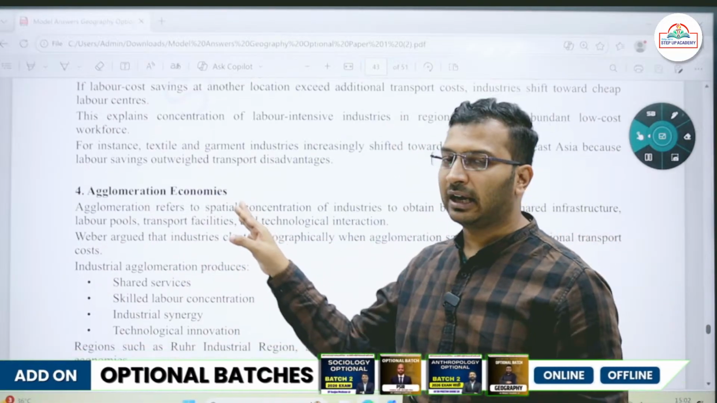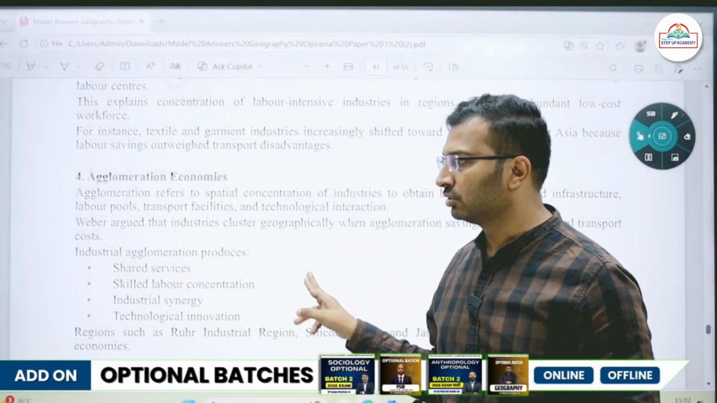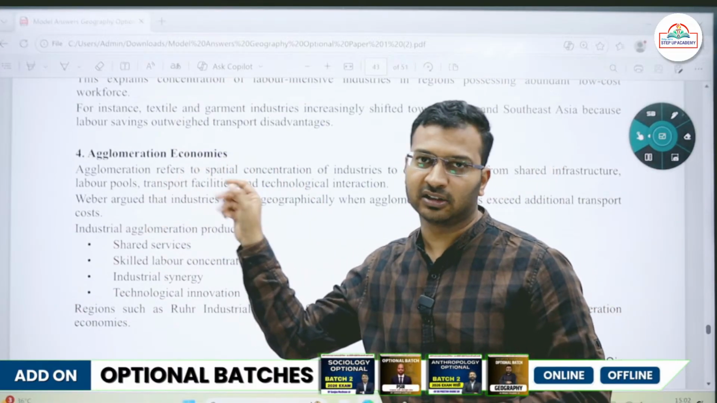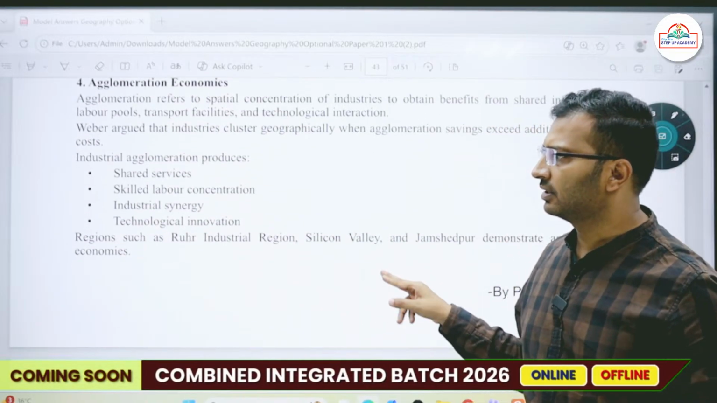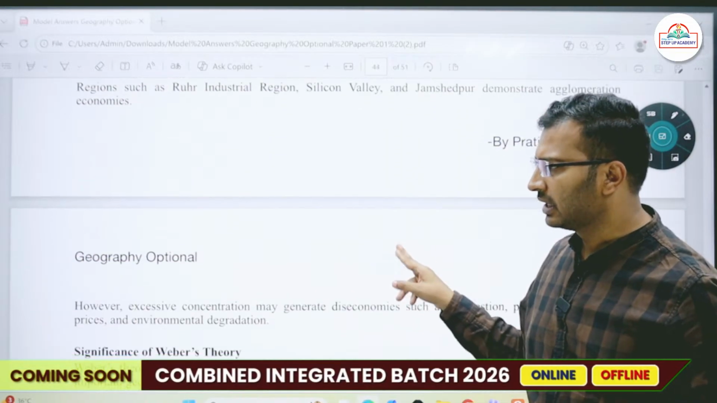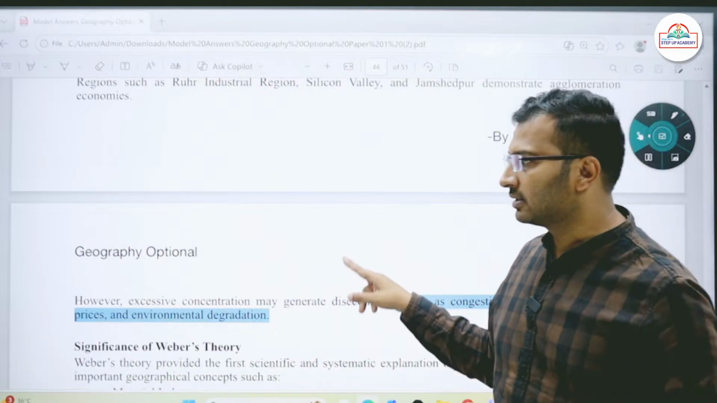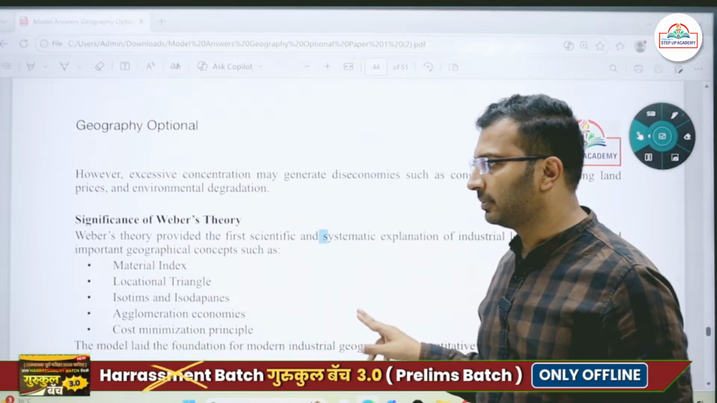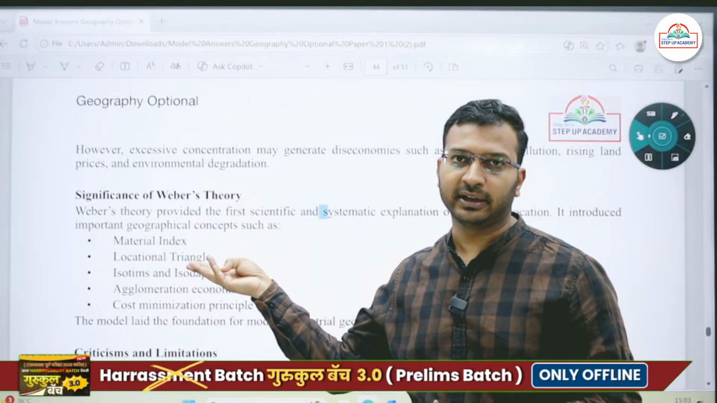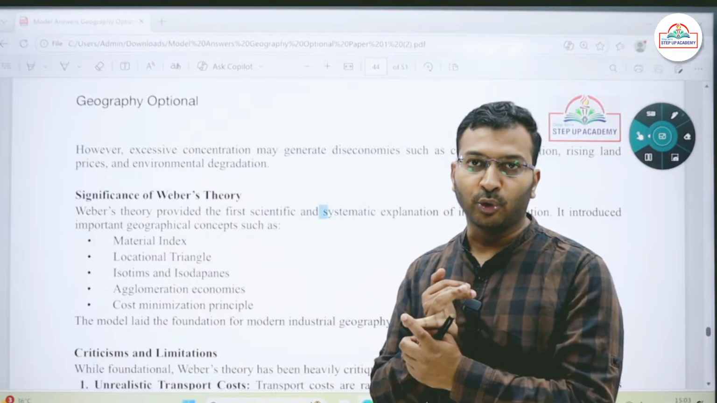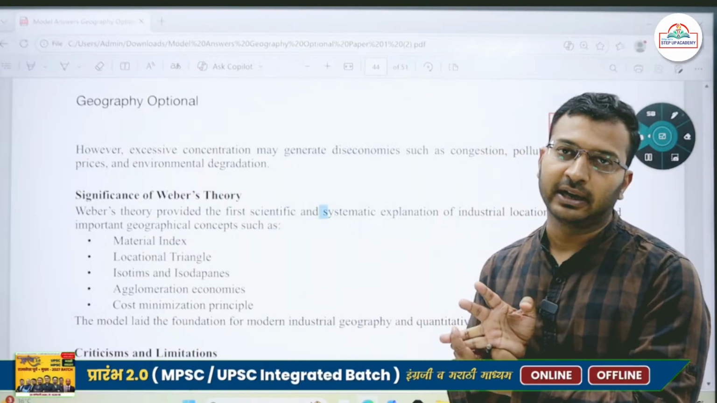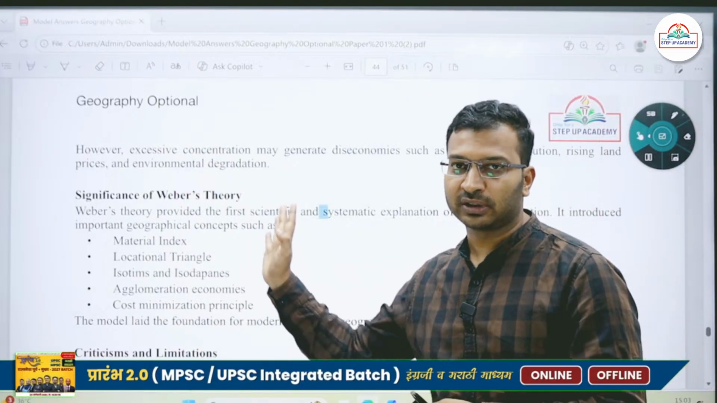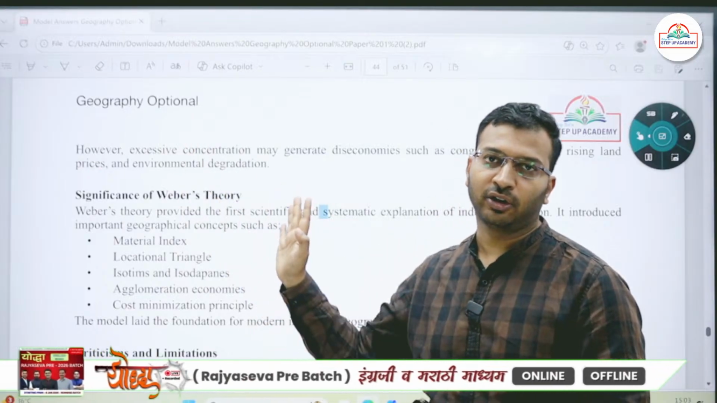Okay, so agglomeration economies also decide the industrial location, because we have shared services, skilled labor connection, industrial and technology innovation. So he talked about these concepts. Then the significance of Weber's theory. He talked about the material index that helps us in knowing where to set up the industry. Then he gave the concept of the locational triangle that tells us whether to set up an industry near the raw material or near the market.